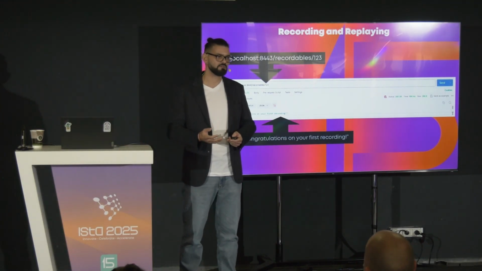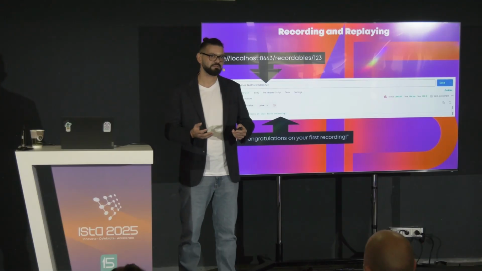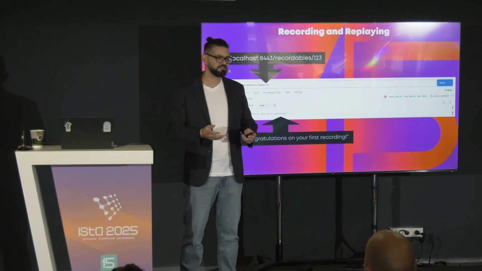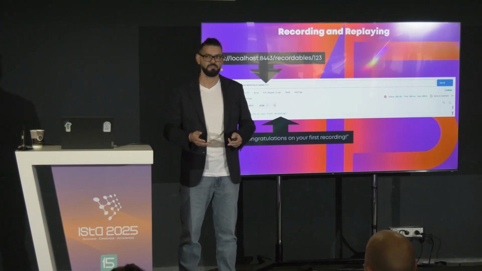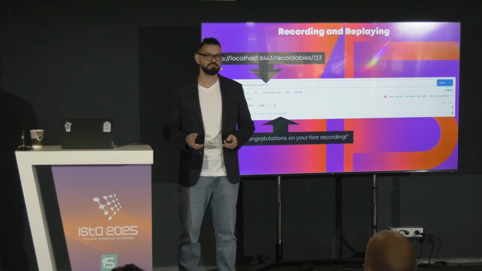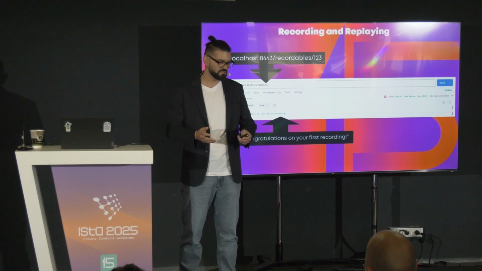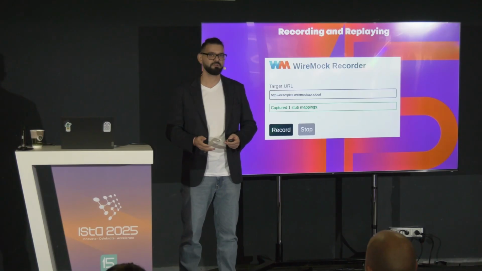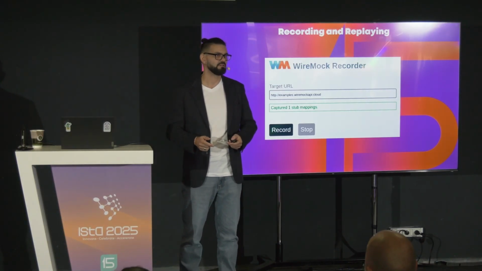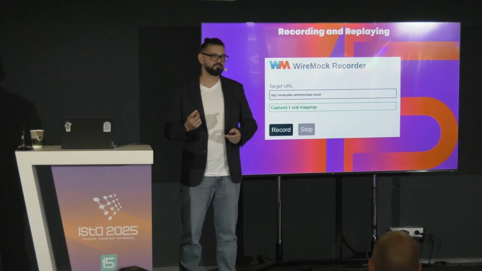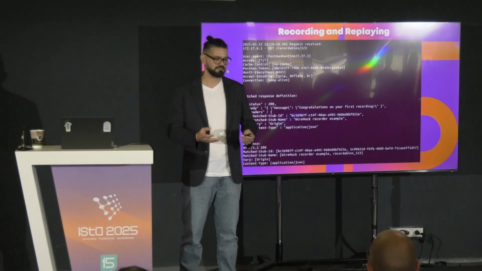Here, the localhost on the secure port is basically where the WireMock server is up and running. And imagine this is your target URL. This is the WireMock Cloud API. And the recordables 1, 2, 3 is nothing more than just a test endpoint that returns "Congratulations on your first recording." And when you go back to the recorder and click on the Stop button, you can see that WireMock captured one stub mapping successfully.